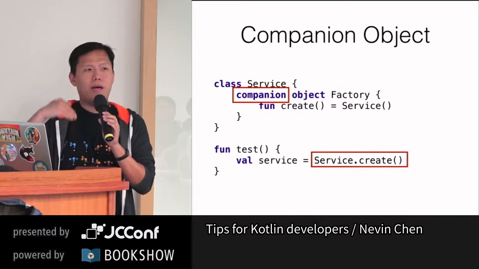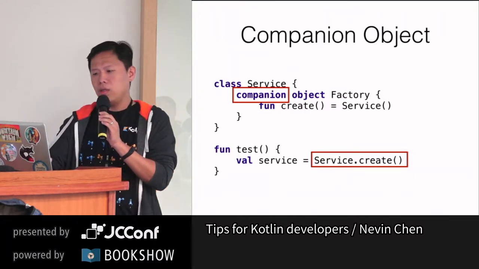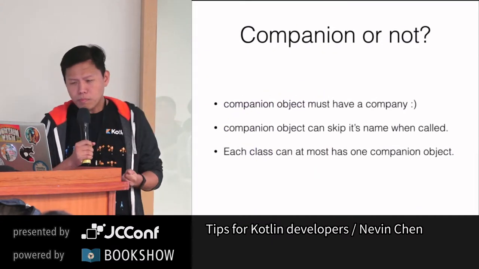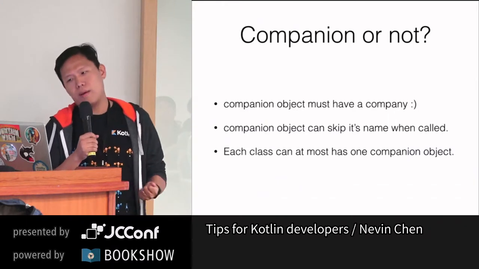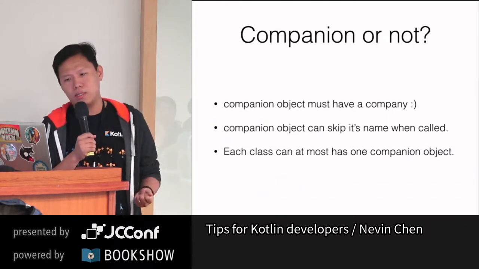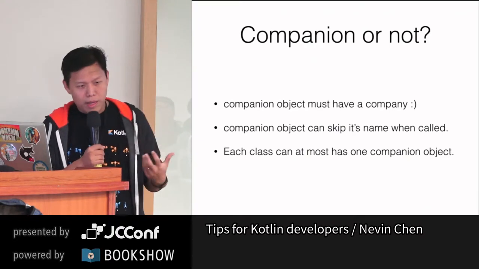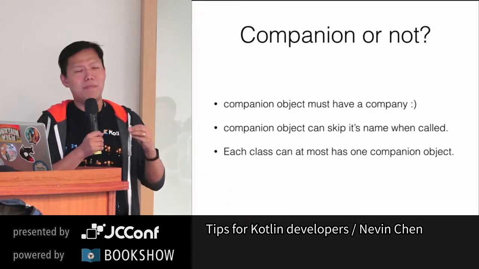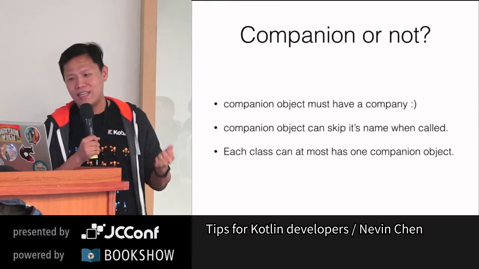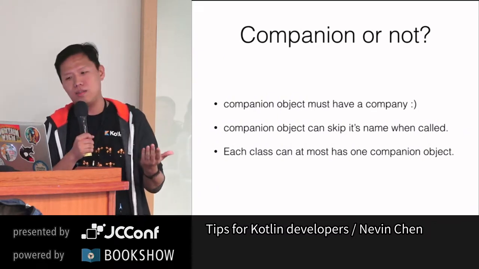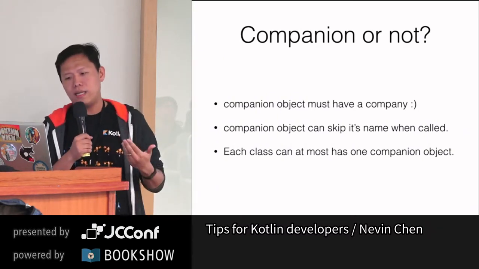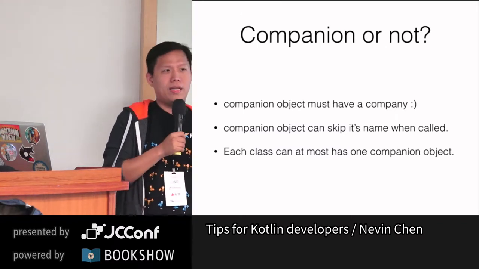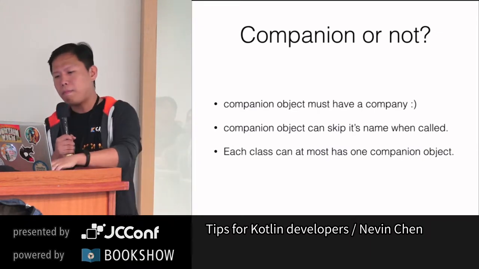Actually, when you go to the decompiled bytecode, you'll see more details about it. We will go to that part later. So when to use companion, and when not to, just use object. In my personal experience, a companion object must sit inside a class, so it must have a companion. That's why it's called companion object. A companion object can skip its name when it's called, as you've seen in the example. And each class can have at most one companion object. So a companion object is a very special object that is tightly coupled to its class.